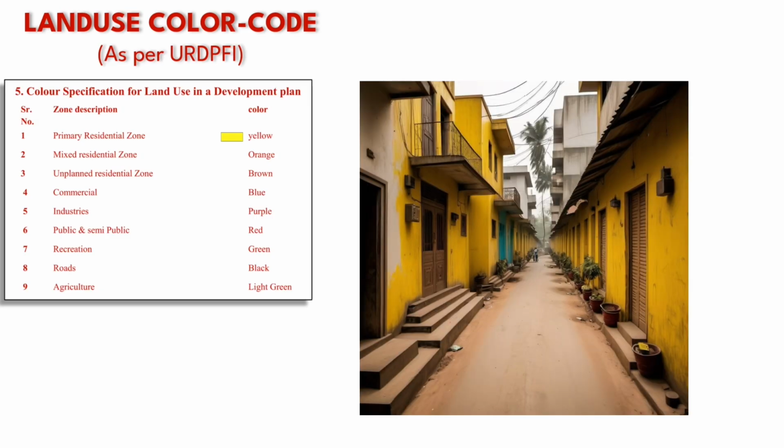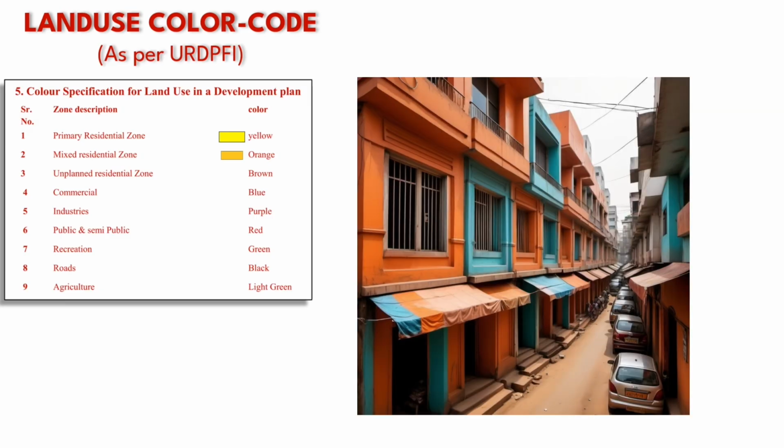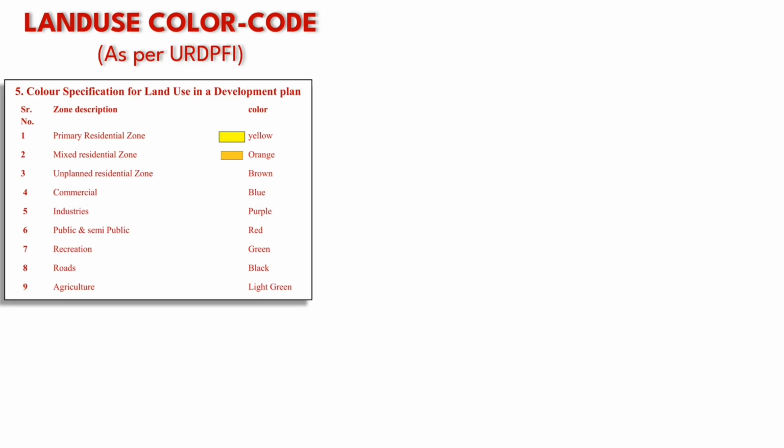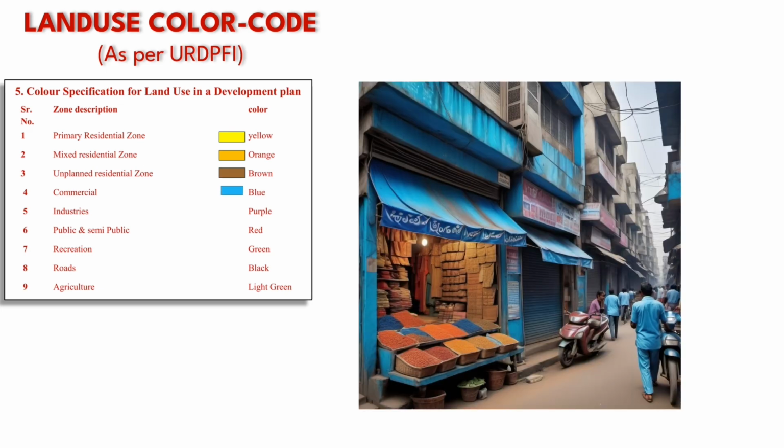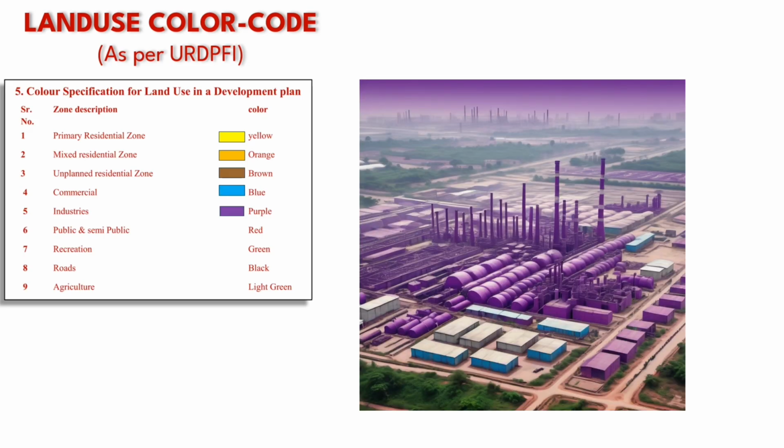Residential should be represented in yellow, whereas mixed residential should be in orange. Mixed residential means if there are two land uses in a plot, then one should be residential, where residential will be the main land use. Unplanned residential zones such as slum will be represented by brown color. Color code of commercial is blue. Industrial land use will be represented by purple.